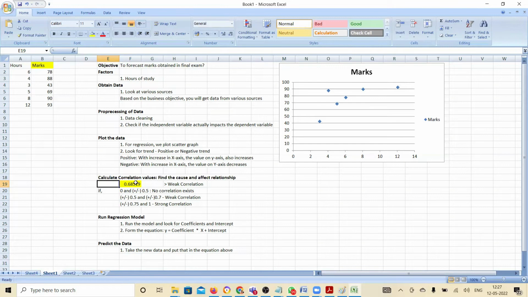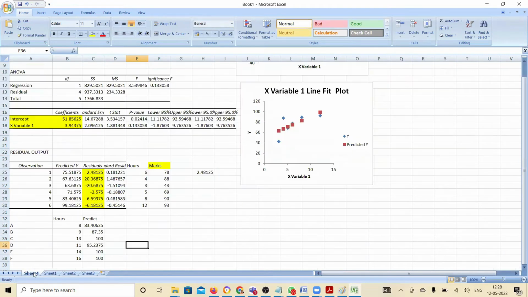Did you get it? Yes. Then if you are confident about the correlation value, you run the model. You can run the model using Excel or R or Python. We just ran it using Excel, and these are the values that we got in sheet 4. What is important here to predict is these coefficient values, intercept and variable 1.